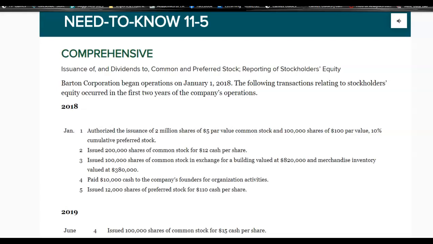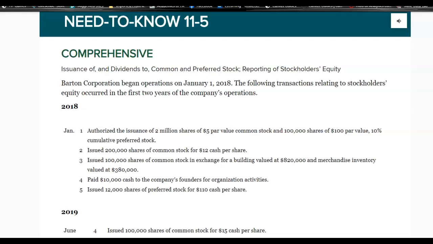Now you've got assets, and those assets are fixed assets or capital assets that are going to be recorded on the books. So you're going to have $820,000 in a capital asset being recorded under buildings, and then you're going to book merchandise inventory in the inventory account. So that's a current asset, $380,000. Number 4, January 4th, paid $10,000 cash to the company founders for organization activities. And so this is a payment or a distribution to the owners.